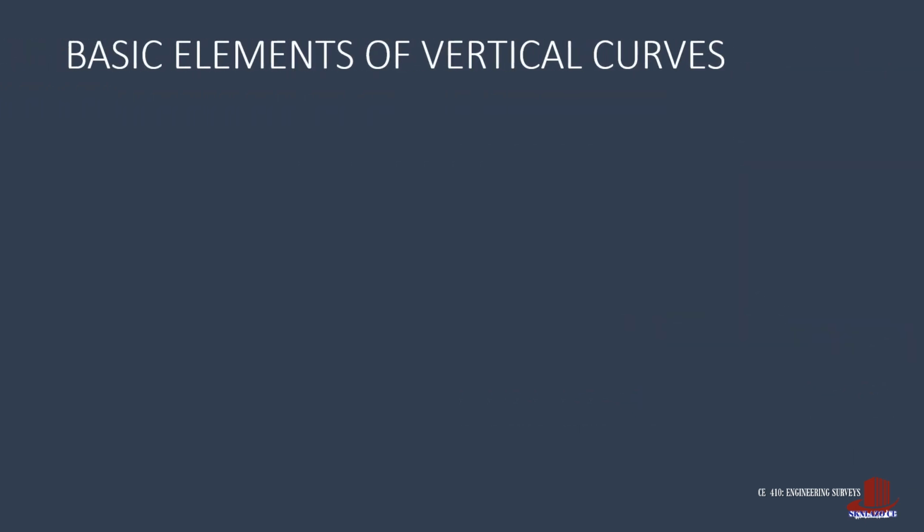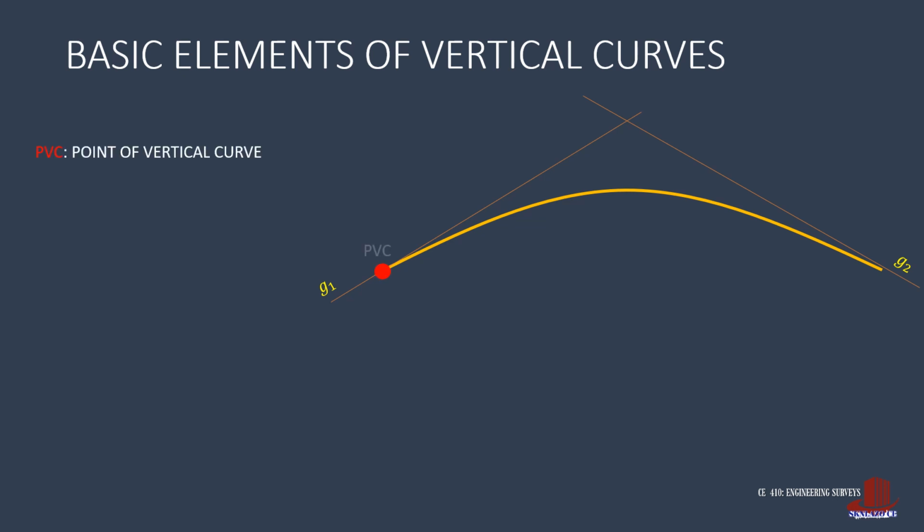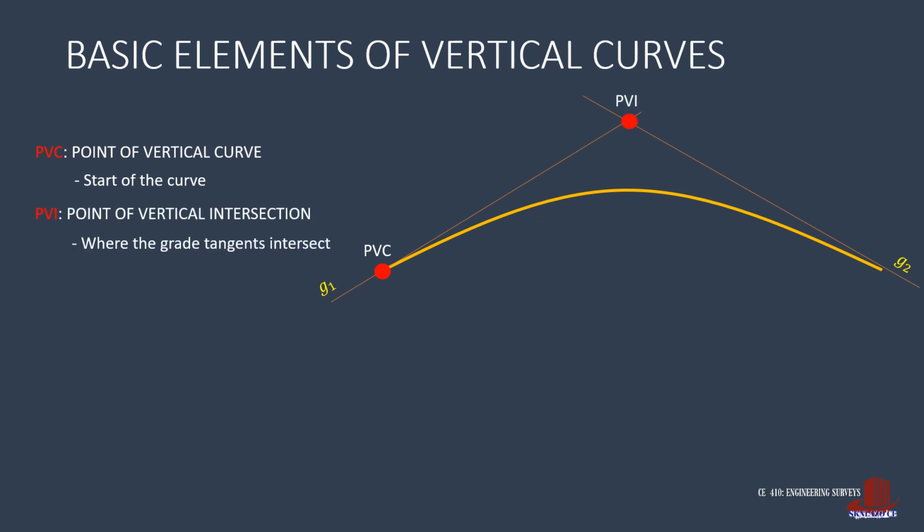Lengths and distances in the alignment also have designated names, but we just tackle the basic elements here. With the curve from tangents or straights, there is PVC, which is short for point of vertical curve. PVC is the start of the curve. Next is PVI, or point of vertical intersection, where the two straights or tangents meet. At the end of the curve is another basic element, which is PVT, or point of vertical tangency.